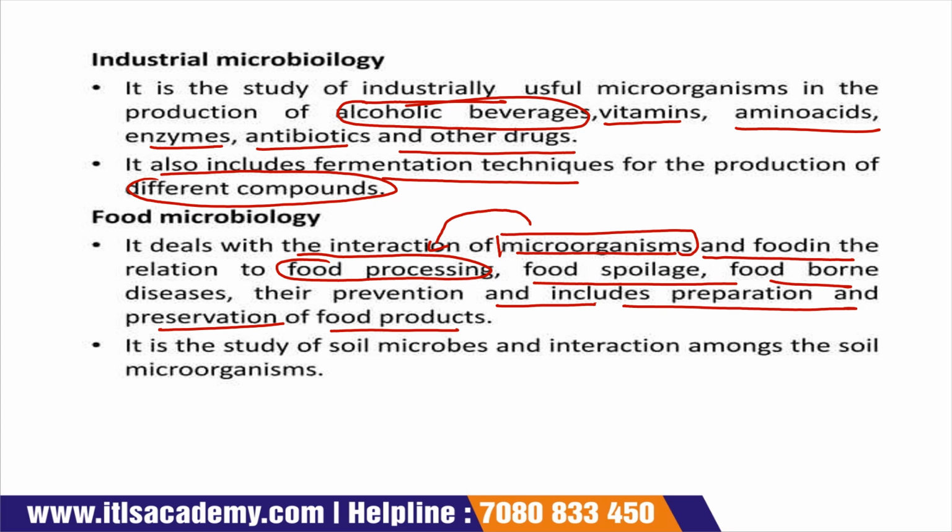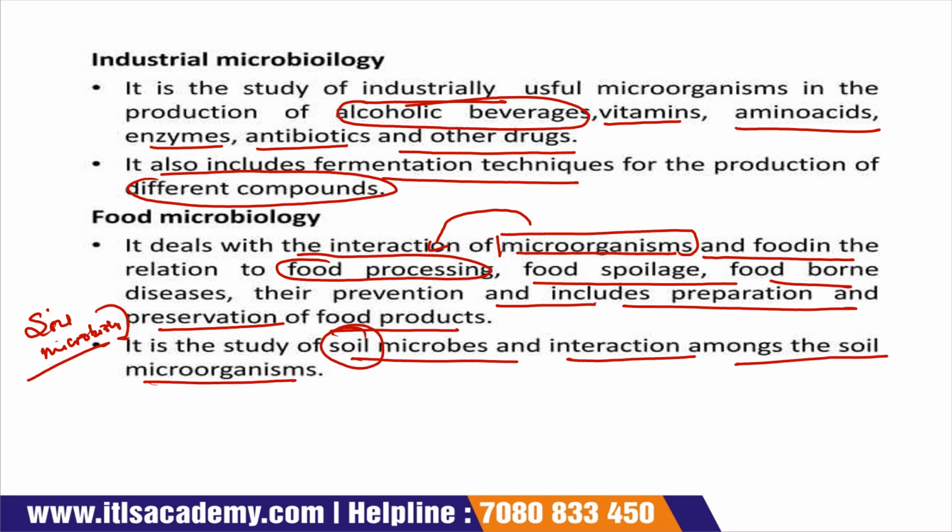It is the study of soil microbes and interaction among the soil microorganisms. The next category is what? Here it is missing, that is soil microbiology. After food microbiology, the next term is soil microbiology. In soil microbiology, we study the microorganisms which are present in soil, and also study their interaction with the soil.